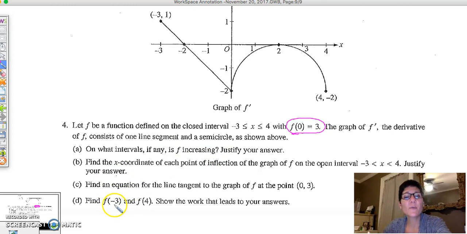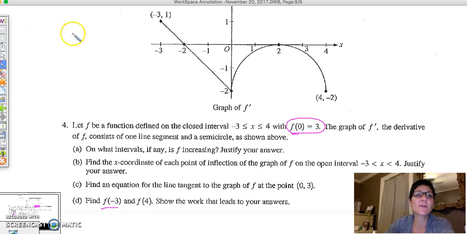So now I want to find out what f of -3 is and what f of 4 is. So here's where your fundamental theorem of calculus gets to come into play, and we get to be clever. I want to figure out what f of -3 is. The thing is I have a graph of f prime in front of me. So what that means then, I know that f of 0 is equal to 3, so I want to set up my integral.